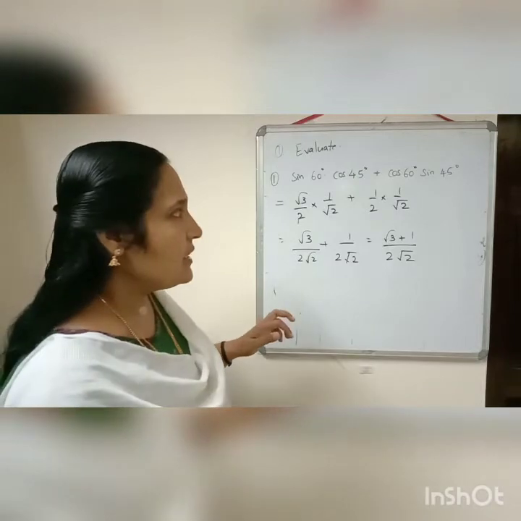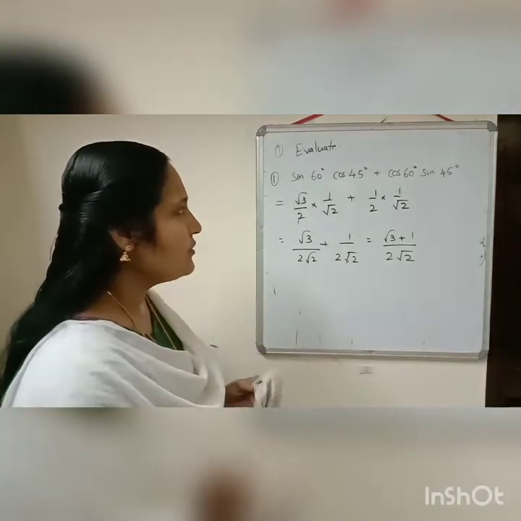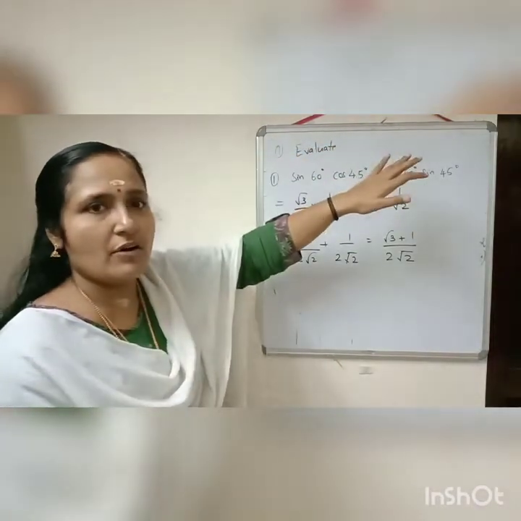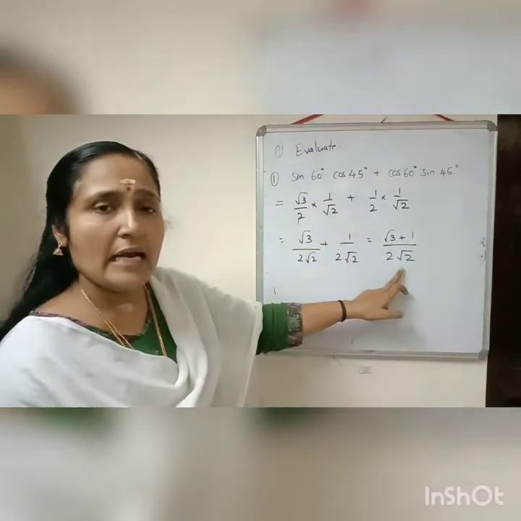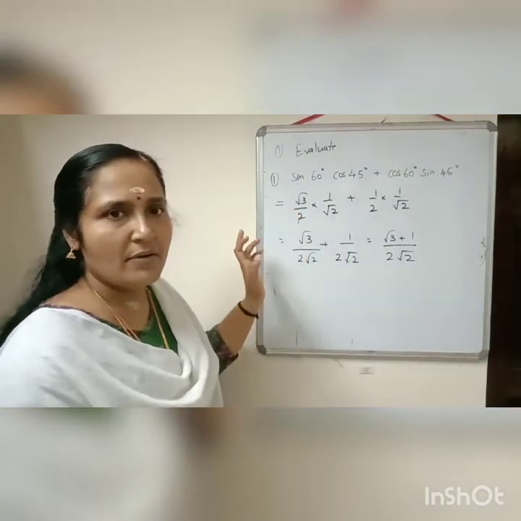After that, there is no need of rationalization, because in this chapter I want to check whether you know the values of different trigonometric ratios or not. I don't need rationalization, so you can leave the answer till here. I think it is clear how to find the value.